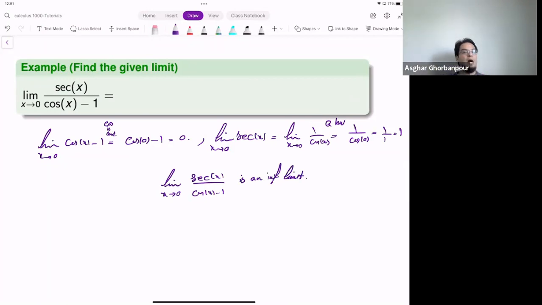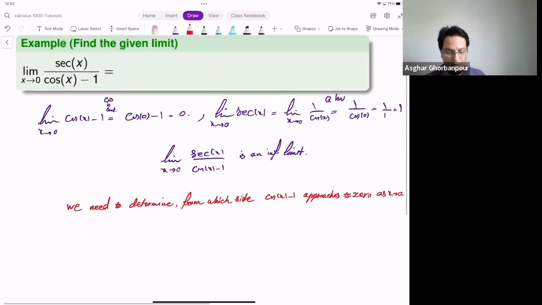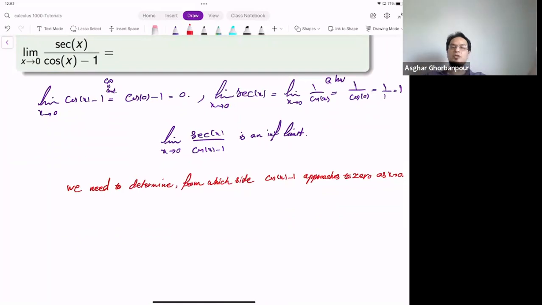But is it positive infinity, negative infinity, or, depending on from which side we are approaching 0, will we get a different result? So for that, we need to determine from which side cosine x minus 1 approaches 0 as x goes to 0. That's our task to do. Well, in the case of polynomials, at least you know to do the sign table, yes? In general, you can do the sign table, but finding the sign table is not always easy.